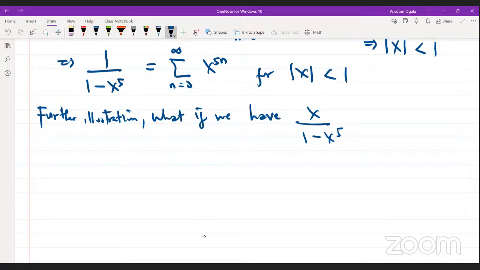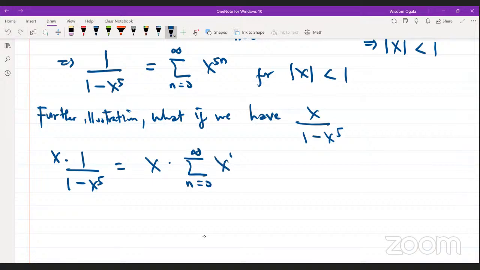The difference is that if you look at the top, this is x, and this is 1. So I'm going to have x times 1 over 1 minus x to the fifth. What is 1 divided by 1 minus x to the fifth? It's exactly the sum on top: n from 0 to infinity, x to the 5n.